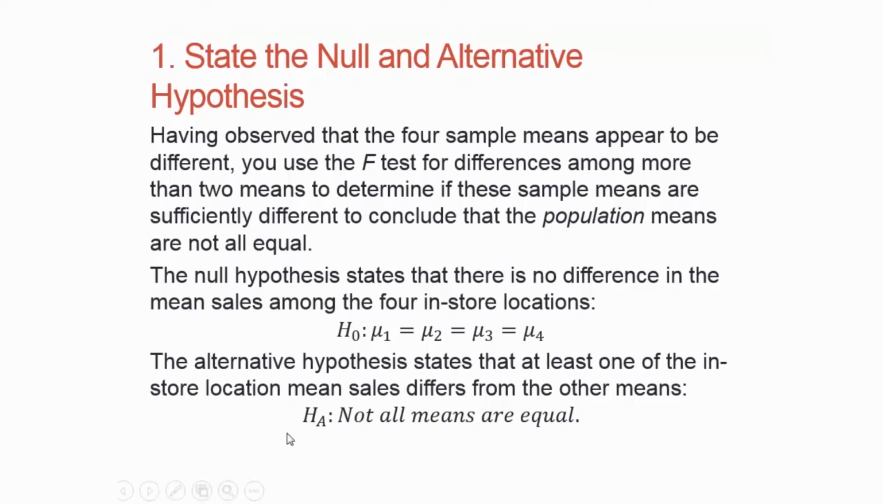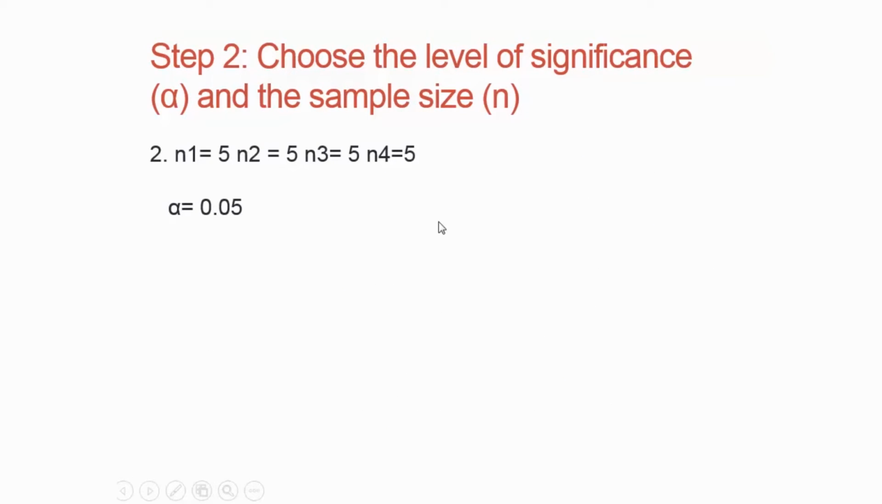So we go through our 6 steps. State the null and alternative hypothesis. We've observed the 4 sample means being different. I'm going to use the F-test among more than 2 means to determine if the sample means are sufficiently different to conclude that the population means are not equal. That's what we care about, the population means, not the sample means, which is all we have to work from right now. The null hypothesis says mu1 equals mu2 equals mu3 equals mu4. The alternative is not all means are equal. So we could write does not equal for each of these, but it really means at least one pair is not the same.